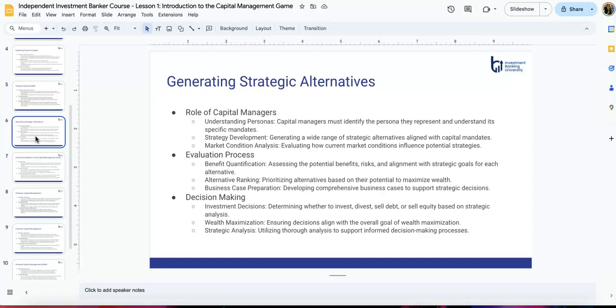So, each and every persona has a different mandate, if you will, and the strategy development there is important, aligned with the capital mandate accordingly, and then being able to engage in the evaluation process in terms of benefit quantification, alternative ranking, and building that business case for that ultimate decision to the investment committee or board.